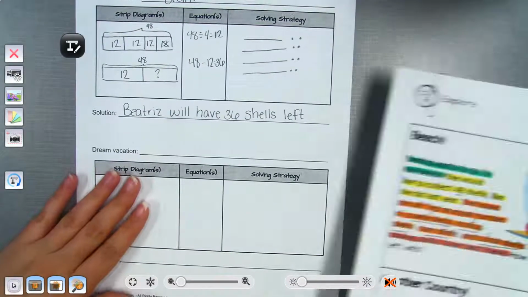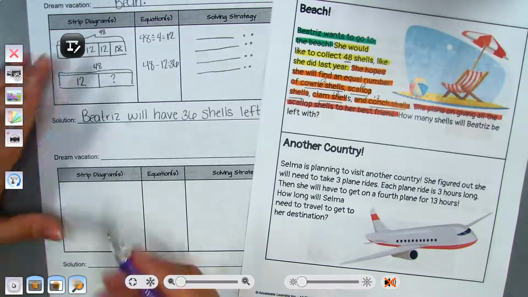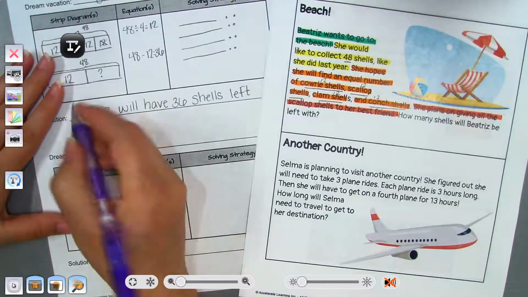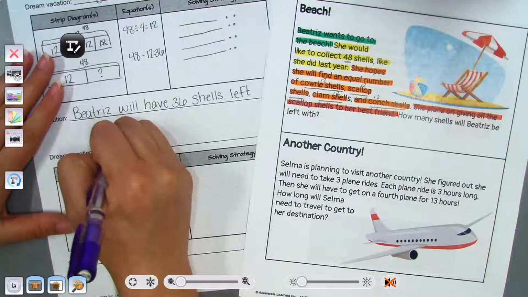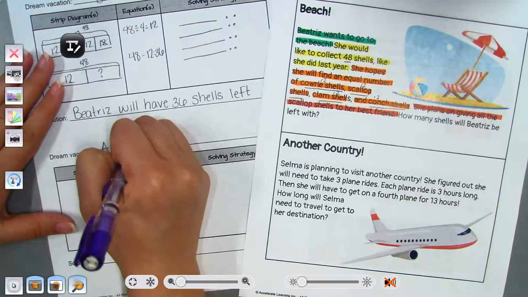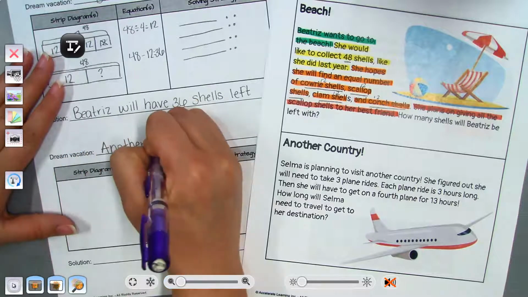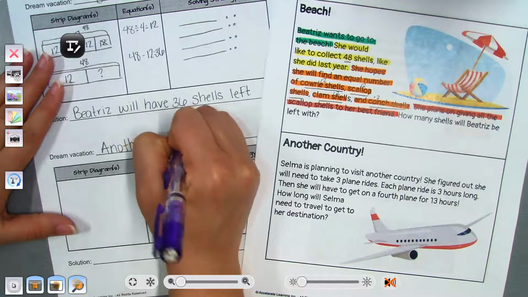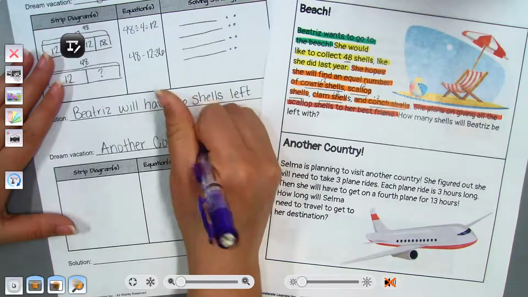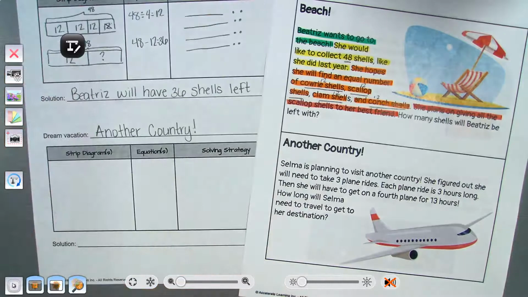Let's look at another country. So that would be another dream vacation if you went to another country. How many of you ever been out of the country? I have not been out of the country. Now, when I mean out of the country, not out of Texas. Well, you leave out of Texas, but you're leaving the whole United States. Okay? So let's look at this one.